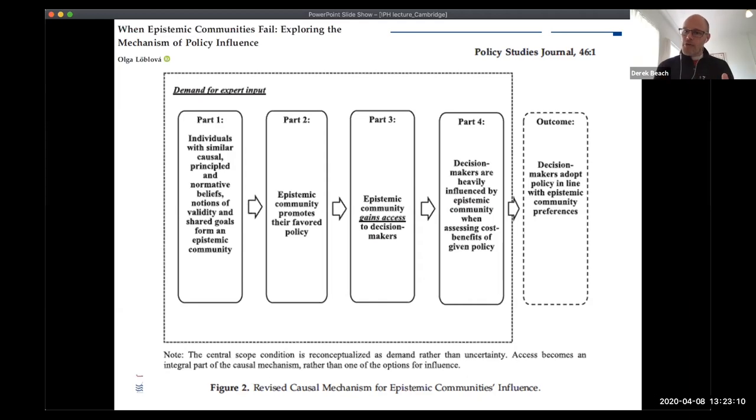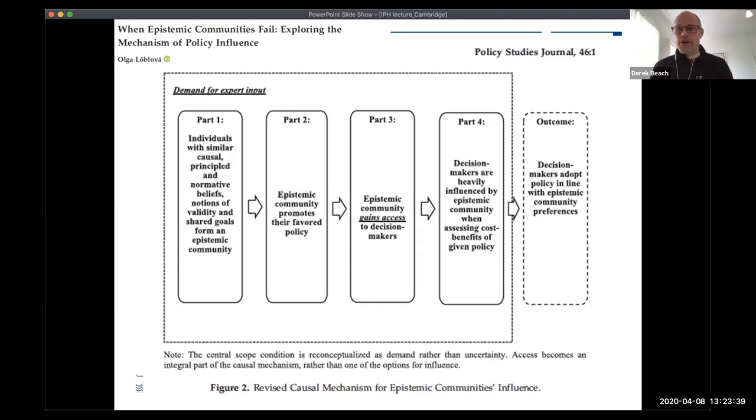And then because they're in the room, this is then part four, because they're in the room, the decision makers do not have all the information they need. They rely on the experts. The experts are the epistemic community actors. So this gives the epistemic community expert actors in the room influence over how the policy then is developed. And then we get the outcome of a policy in line with what the epistemic community wanted.